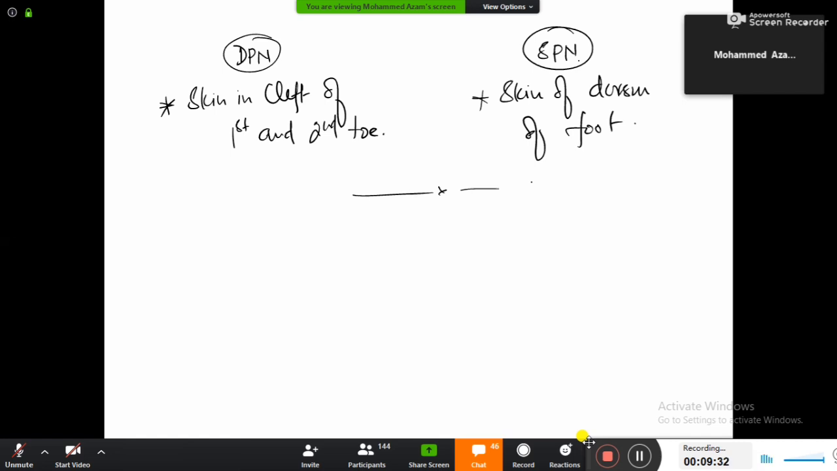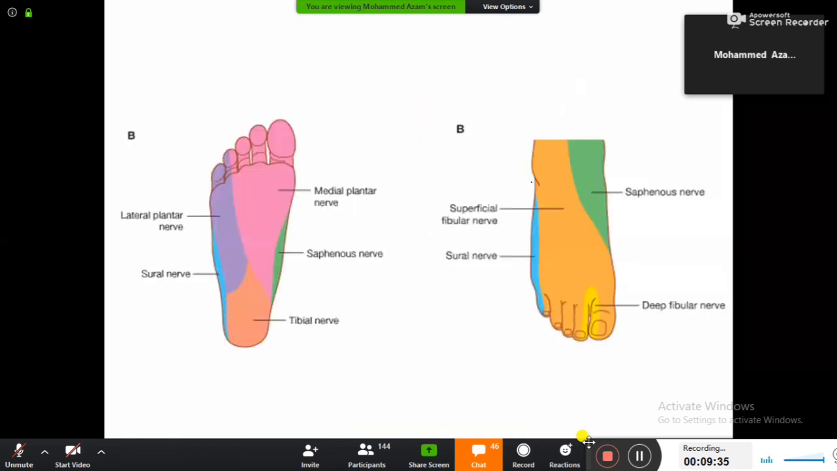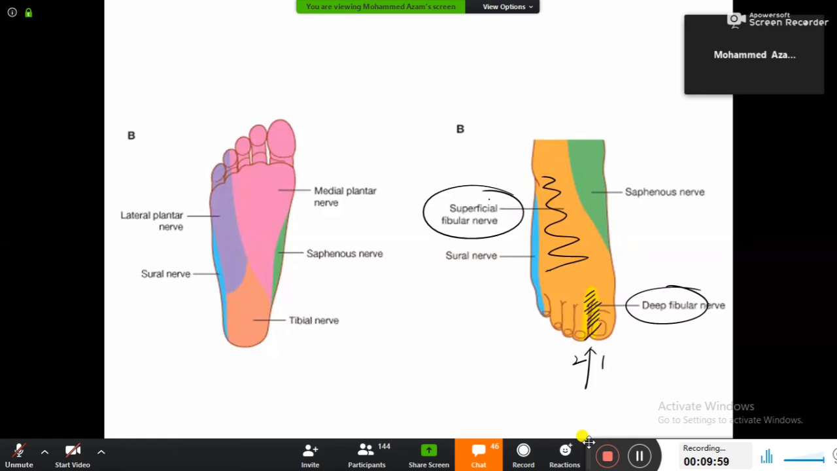Done. Now to understand this more clearly, please look at this diagram here right now. In this diagram, this will be the first toe and this will be the second toe, sir. And between the first toe and second toe, only this much skin here. Only that skin in the cleft of first toe and second toe will be supplied by which peroneal nerve, sir? Deep peroneal nerve. And the remaining dorsum of the foot will be supplied by superficial peroneal nerve, sir. Okay. So this is what you have to remember about the peroneal nerve. Done, sir. So by this we are done with the common peroneal nerve, and then we are done with the deep peroneal nerve and the superficial peroneal nerve, sir.